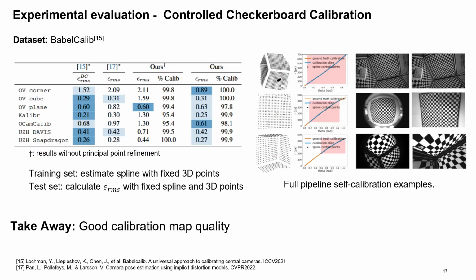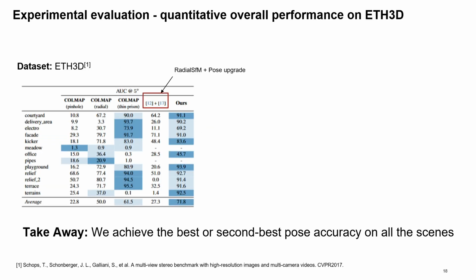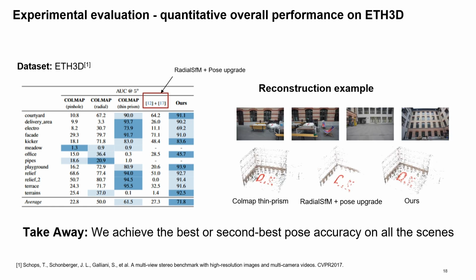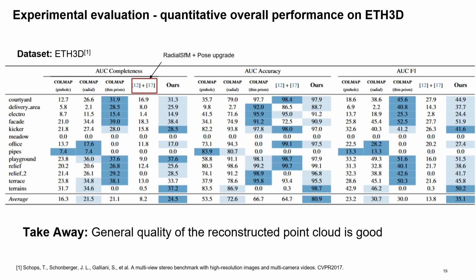The calibration map quality is evaluated on controlled checkerboard. We achieve similar results with parametric models, demonstrating our good calibration map quality. The full pipeline is first evaluated on ETH 3D dataset. With mostly pinhole-like images, we achieve the best or the second best pose accuracy on all the scenes. The general quality of the reconstructed point cloud is also satisfactory.